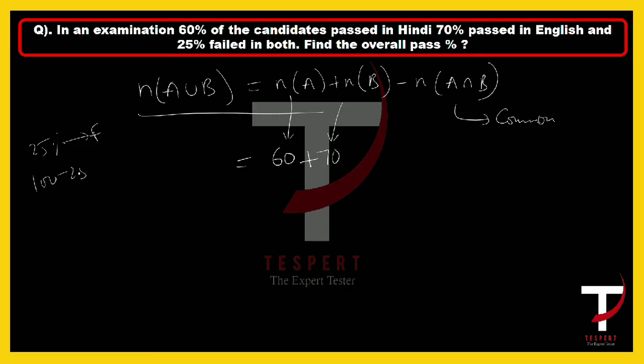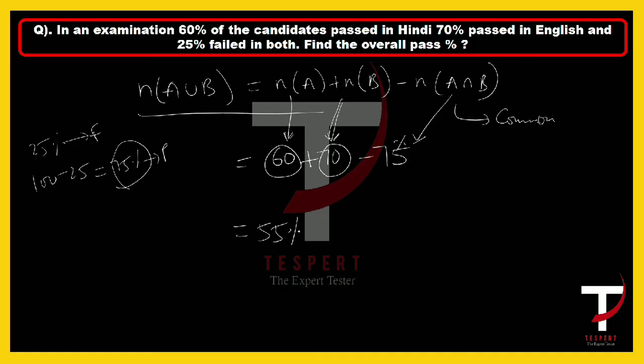75% passed. Here we took 60% as the pass percentage, and n of B also we took as the pass percentage. We must also take the common part as the pass percentage, not the failed percentage. Here 60 is the pass percentage of only Hindi, 70 is the pass percentage of English, but 75% is the common part of both Hindi and English. 60 plus 70 minus 75 is equal to 55% passed. 55% of the candidates passed in both the exams. This is the overall pass percentage.